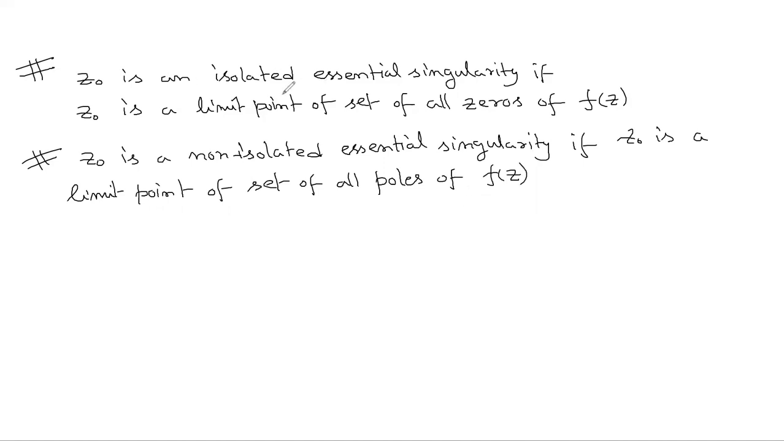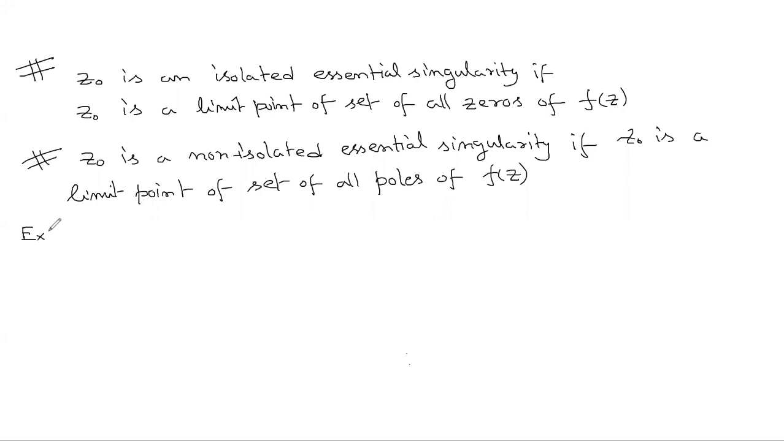So here we have an isolated essential singularity whenever the point Z0 is the limit point of the set of all zeros of the function fz, and Z0 is a non-isolated essential singularity if Z0 is a limit point of the set of all poles of the function fz.